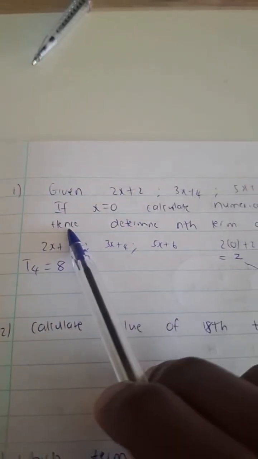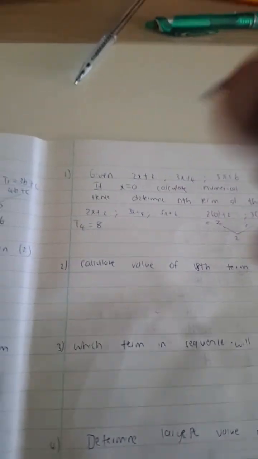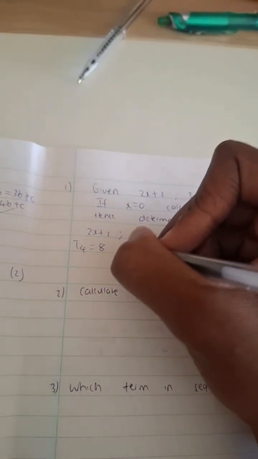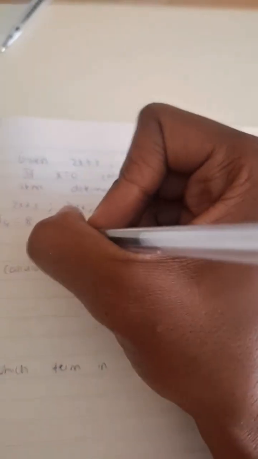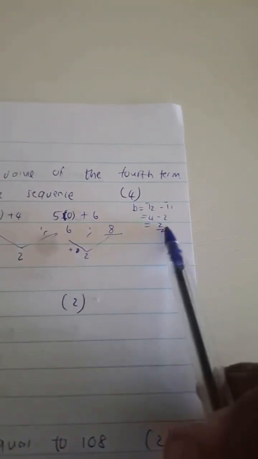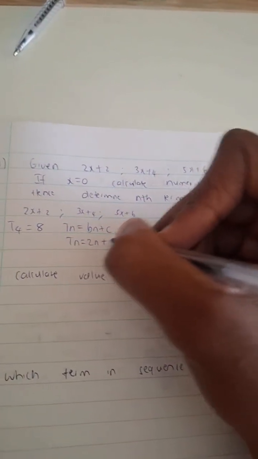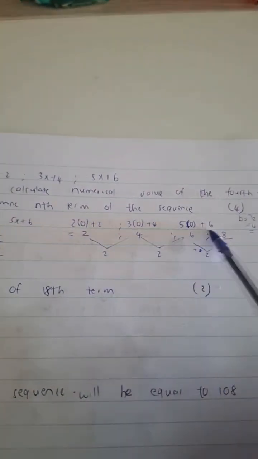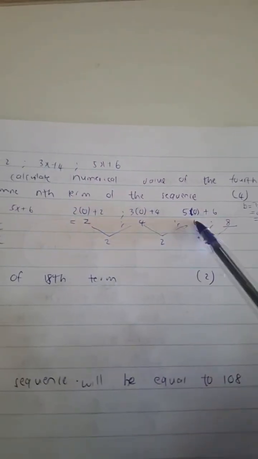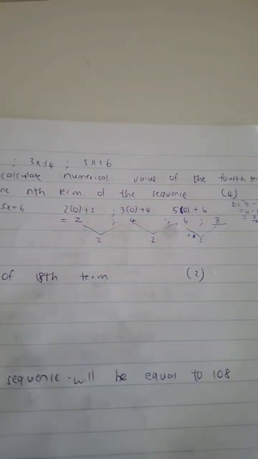Then the next question says, hence determine the nth term of the sequence. Tn is equal to bn plus c. In the place of b, I write the constant difference. What is the constant difference? It is 2n plus the c. Then what can I do? I can take any value of the term, 2, 4, 6, or 8, and its position.